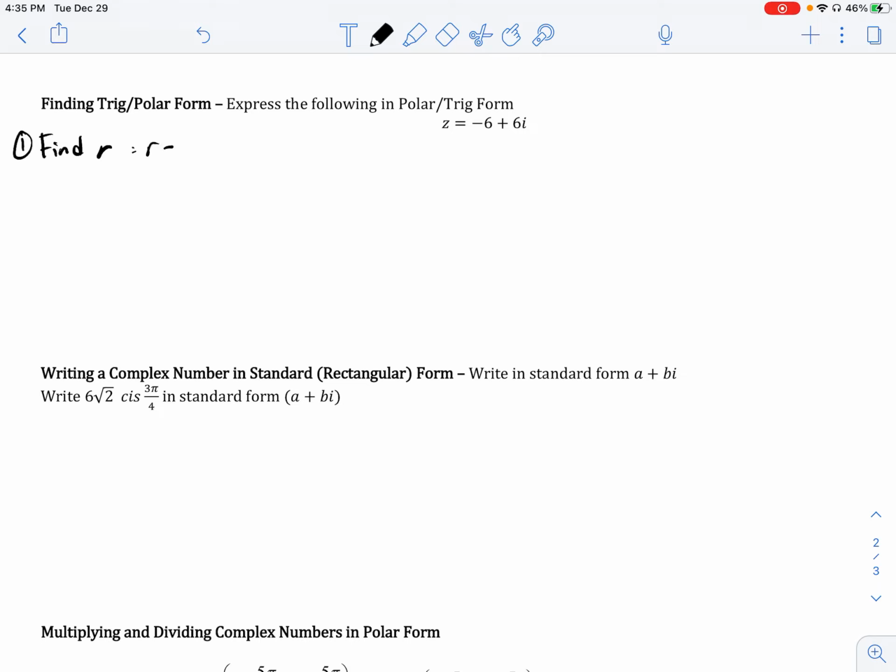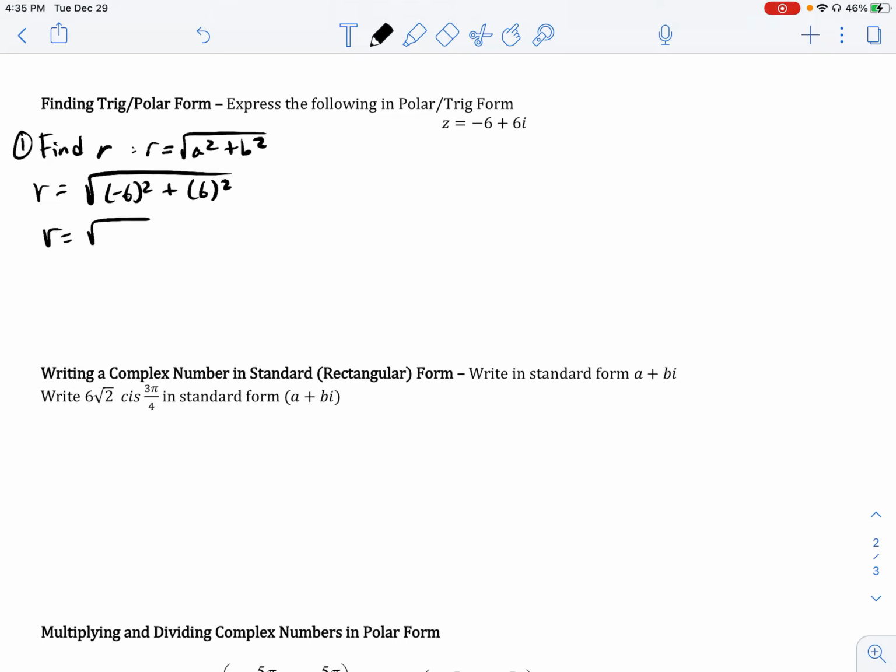And remember, r is equal to the distance from the origin. It's our magnitude. So in this case, what is our r? Our a value is -6. So we've got -6 squared plus our b value, which is 6 squared.